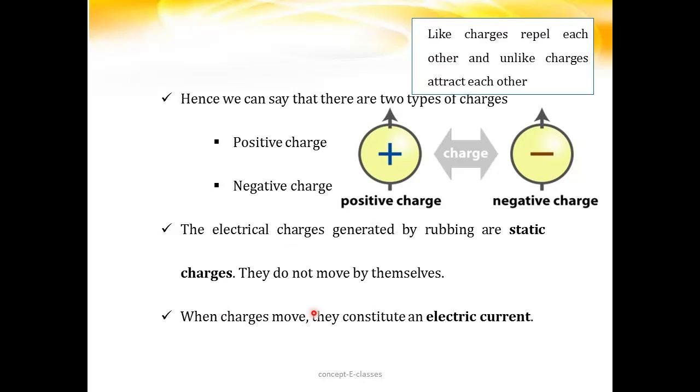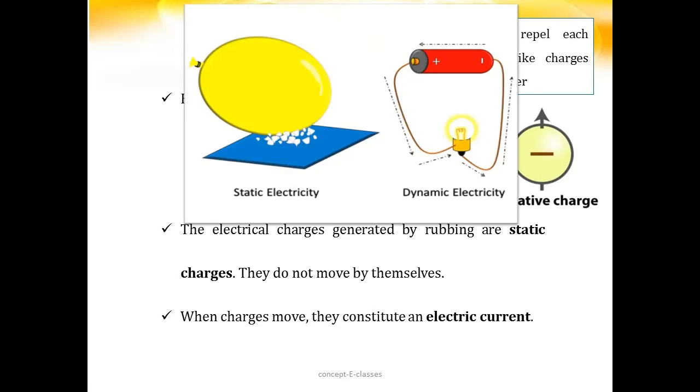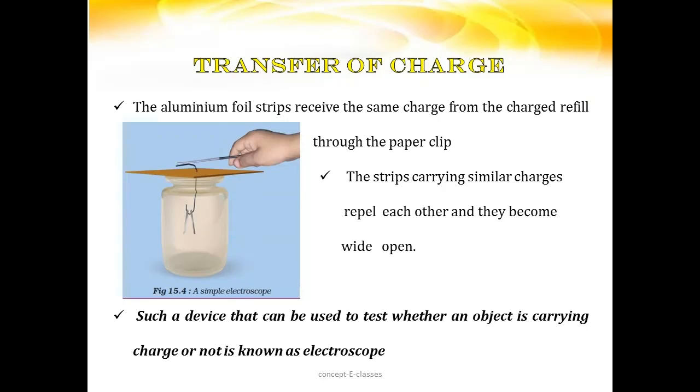Now, when charges move, they constitute an electric current. For example, the current in a circuit which makes a bulb glow, or the current that makes a wire hot. It is nothing but the motion of electric charges. So we saw the types of charges, positive charge and negative charge, and their interaction. How do they interact? Like charges repel each other, and unlike charges attract each other.